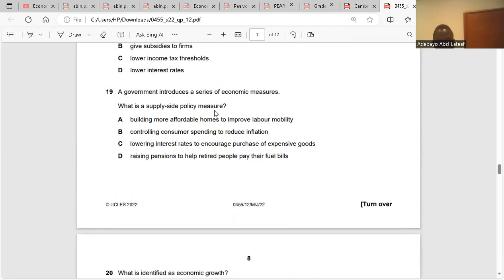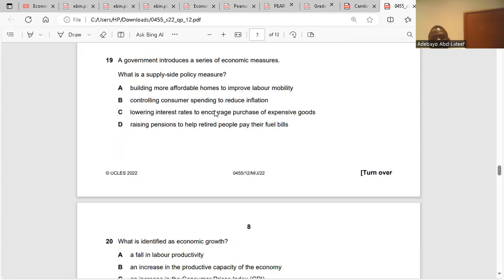Question 19. That one is easy. A government introduced a series of economic measures. What's the supply side policy measure? Affordable homes to improve labor mobility. Yeah, that's easy. 19 is A. Question 20.